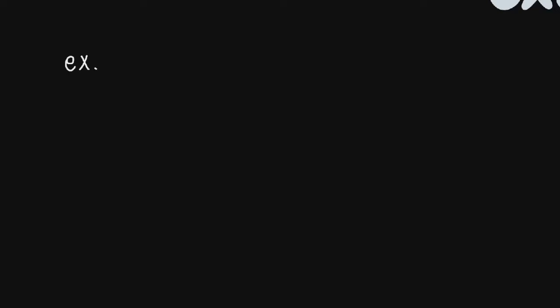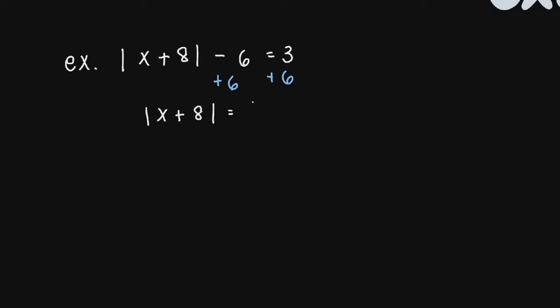So if we have absolute value of x plus 8 minus 6 equals 3. So our first step is to get the absolute value by itself. So that means we have to get rid of the 6. So in order to do that, we're going to add 6 to both sides. So we get absolute value of x plus 8 equals 9.